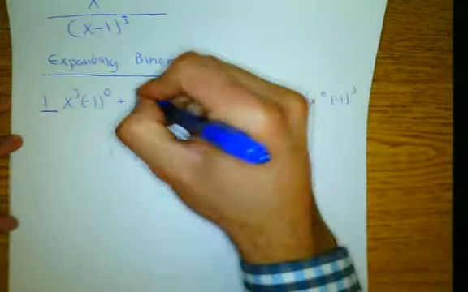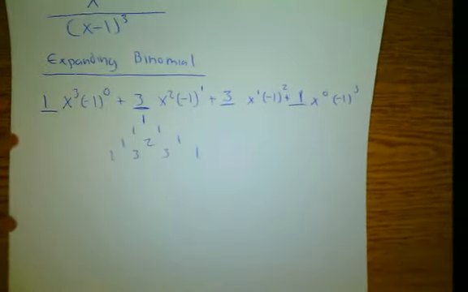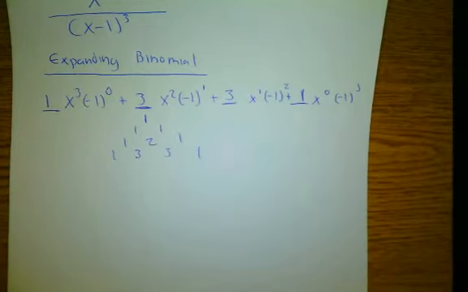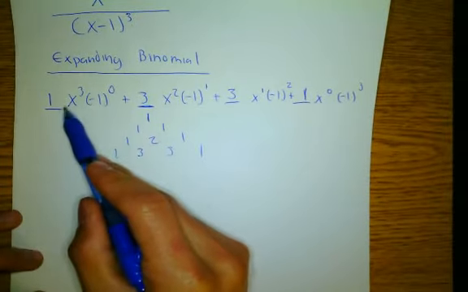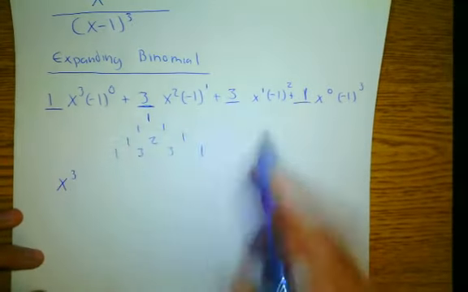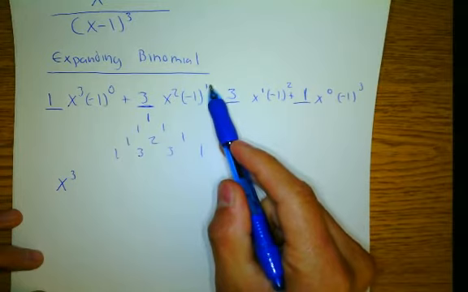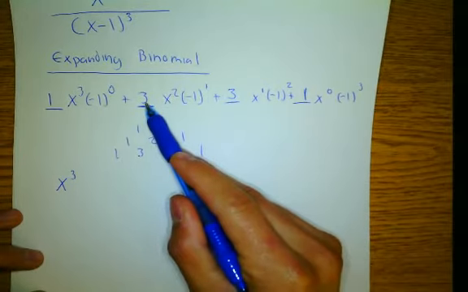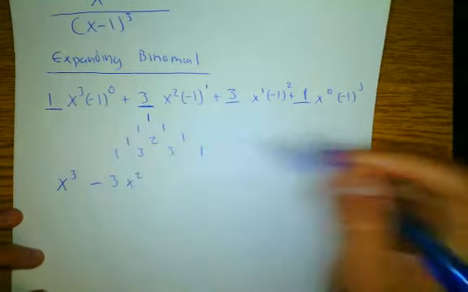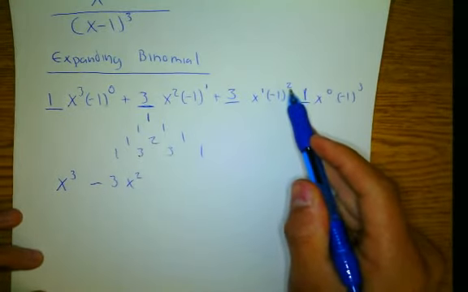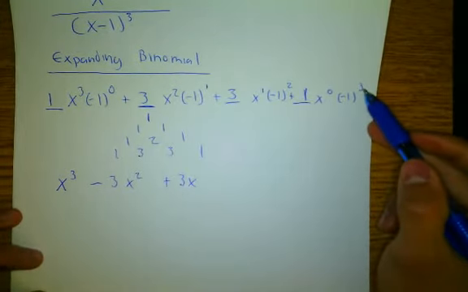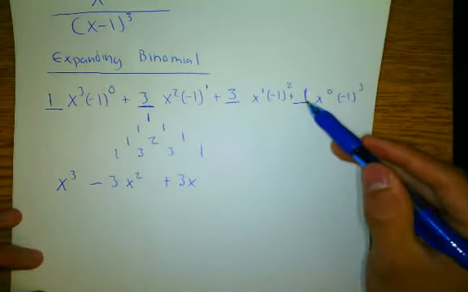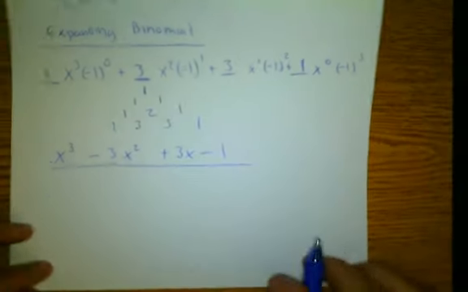We're good? What did you do after that? Just simplify the expression, right? So what's negative 1 to the 0? 1 times x to the third. So it's x to the third. Negative 1 to the first times 3. So minus 3x squared. Negative 1 squared is times 3. So 3x. Negative 1 to the third times 1. Oh, look at that. We're done. It expanded out for us. Cool? Sweet.